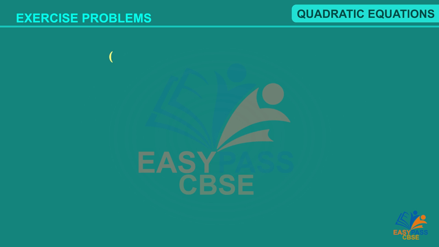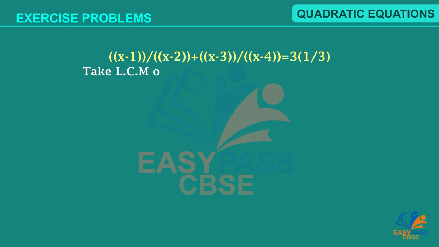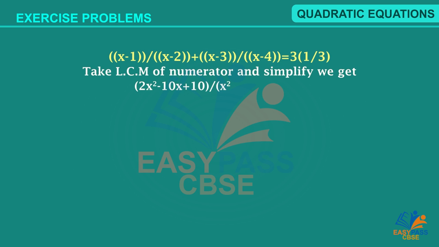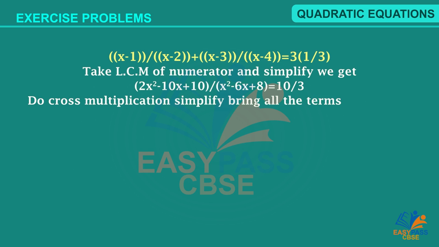Question. x minus 1 by x minus 2 plus x minus 3 by x minus 4 is equal to 3 and 1 over 3. It is our old method. Take LCM of the denominators and simplify it. You get 2x square minus 10x plus 10 by x square minus 6x plus 8 is equal to 10 over 3. Do cross multiplication and simplify. Bring all the terms to the left side. You have 2x square minus 15x plus 25 is equal to 0.